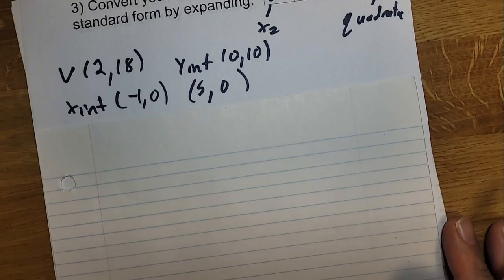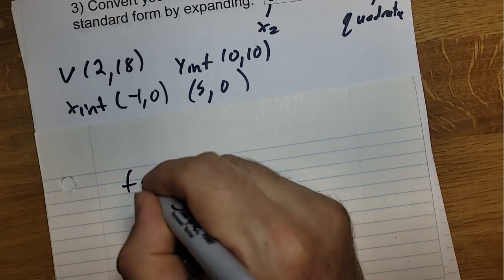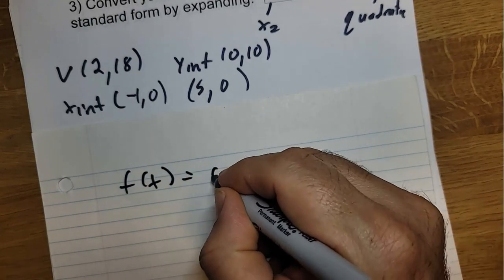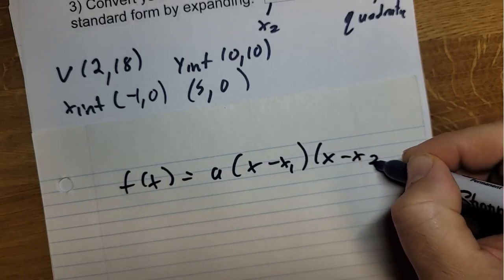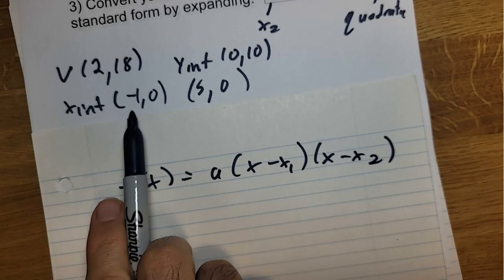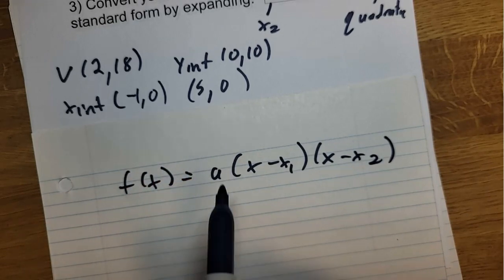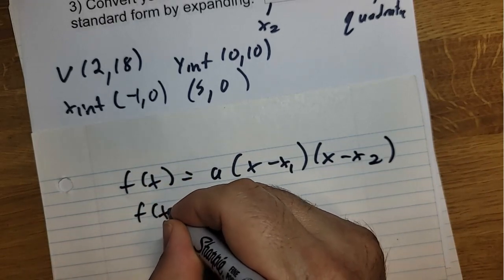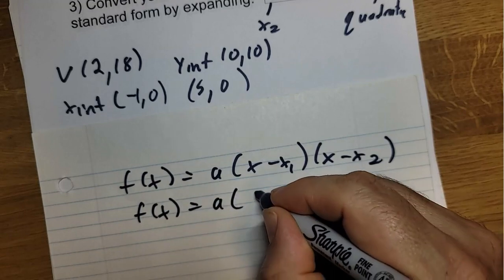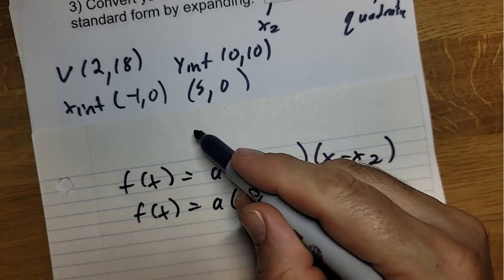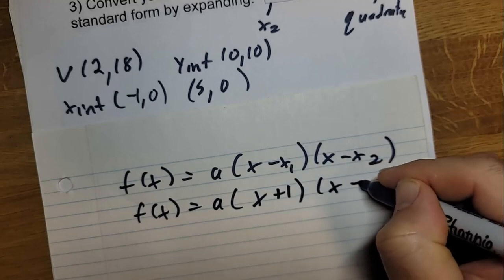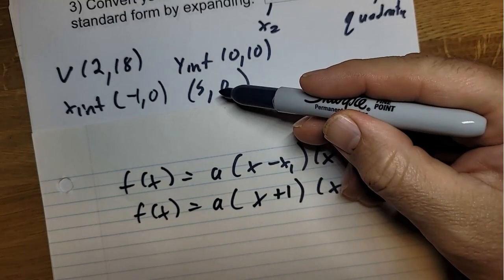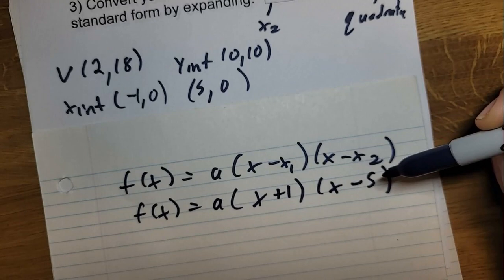So here we go. We're going to use the x-intercepts, so we're going to use this other form. f of x equals a times x minus x1 and x minus x2. Well, one x-intercept's -1, the other's 5. So f of x, and we still don't know what a is, x, opposite sign, so instead of -1, we're going to put +1, and x minus 5 here. So there's the 5, it becomes -5.